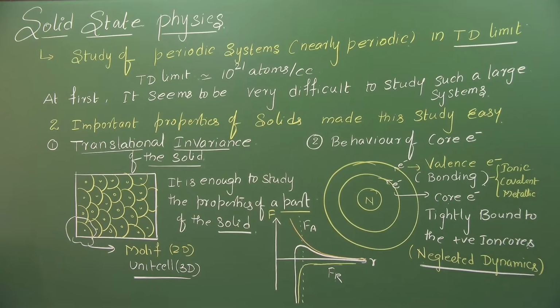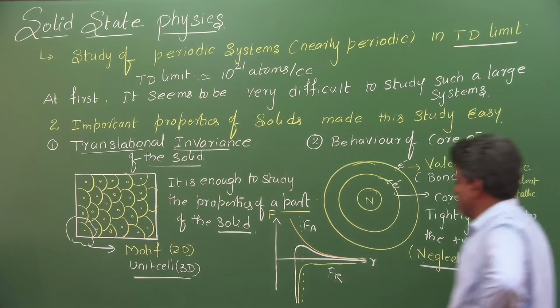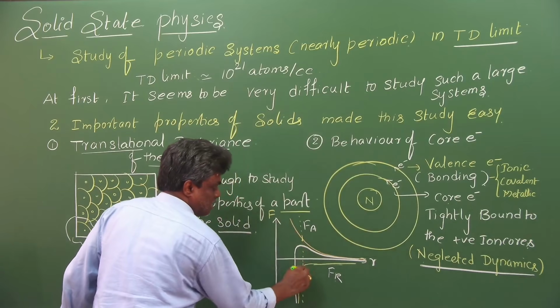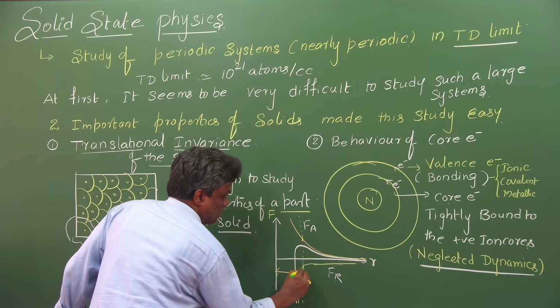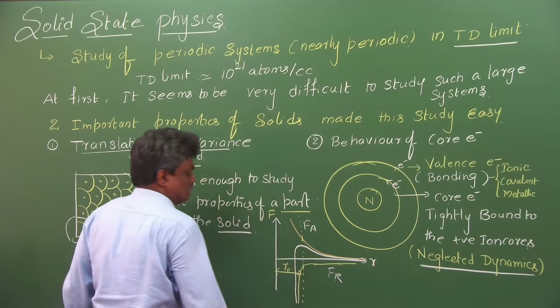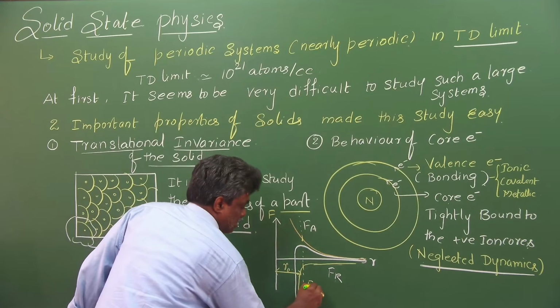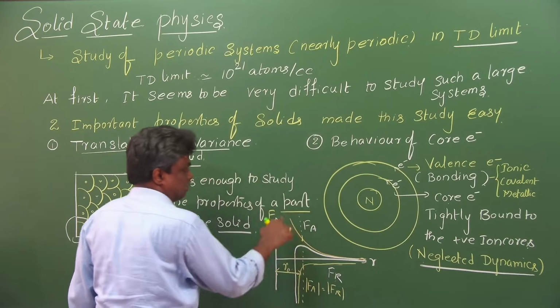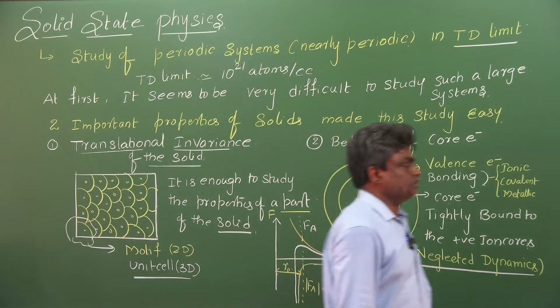Whenever two atoms are separated by a large distance, the attractive force is dominant, and whenever they are coming close together, the repulsive force dominates. Once it reaches the equilibrium separation, both the forces are the same. So the equilibrium separation is R naught. The magnitude of attractive and repulsive forces are the same. That is called equilibrium.